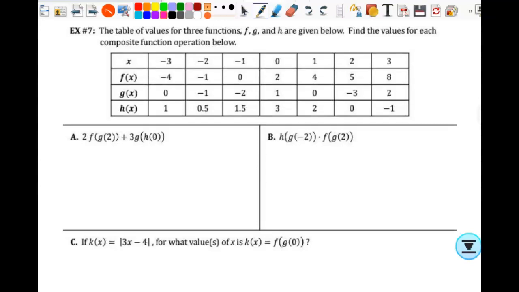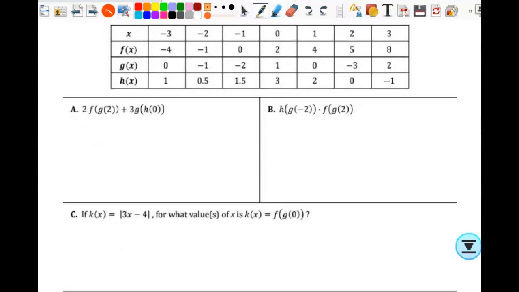All right, so we have this table of values that gives us 3 functions. And on A, we're going to find 2 of f of g of 2 plus 3 times g of h of 0. So we can do it finding everything separately like we had, but we can also just leave it as kind of an equation and say this is going to be 2 times f of, well, what is g of 2? Negative 3, plus 3 times g of, what is h of 0?